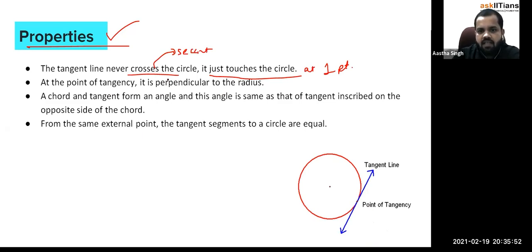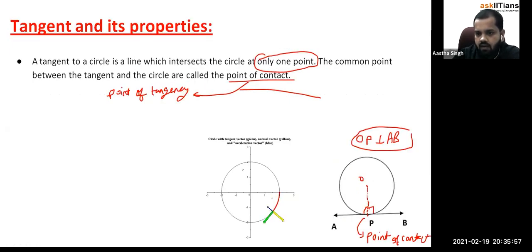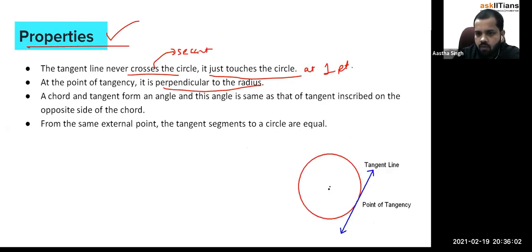At the point of tangency, it is perpendicular to the radius, like we have already covered that OP will be perpendicular to AB, right? In this case, suppose the point of tangency is basically the point of contact. If you join point O and point P, this will be perpendicular. At the point of tangency, it is perpendicular to the radius. The next, third point is that a chord and a tangent form an angle, and this angle is the same as that of the tangent described on the opposite side of the chord. I will make it clear what the point is saying.